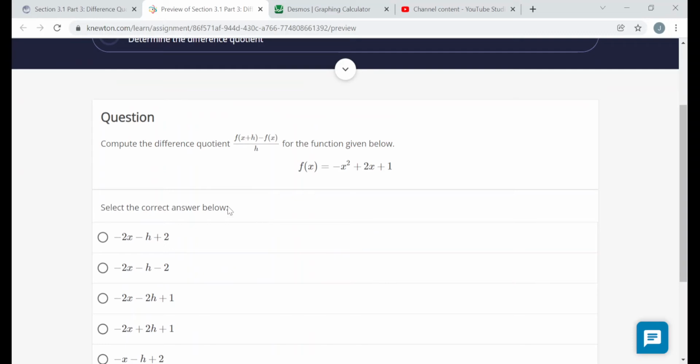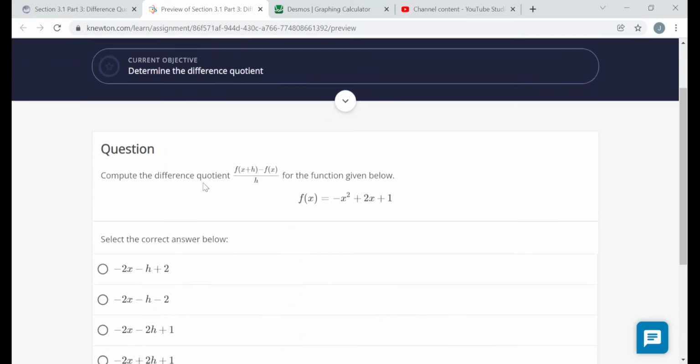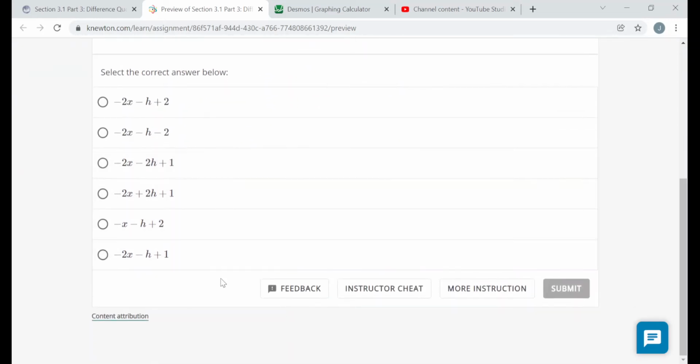Then below the objective you have a question related to the objective. And at the bottom of every question you should see a feedback button where you can send feedback to Knewton if you wish. You will not have the instructor cheat button, but you will have a more instruction button. If you're struggling on a topic, try clicking on more instruction. It'll take you to some further reading, some videos, maybe both, and then some questions related to that instruction that you can work on and get through the assignment that way.